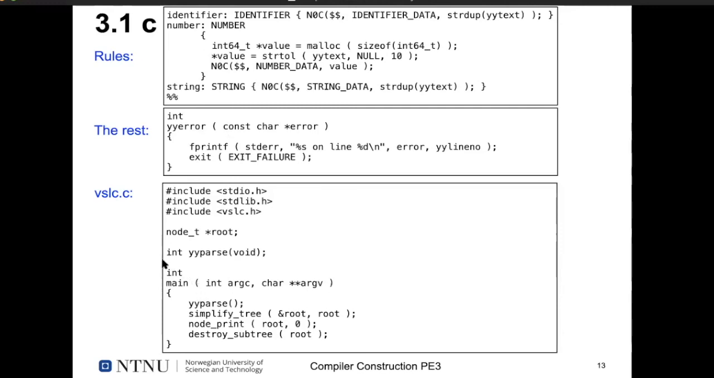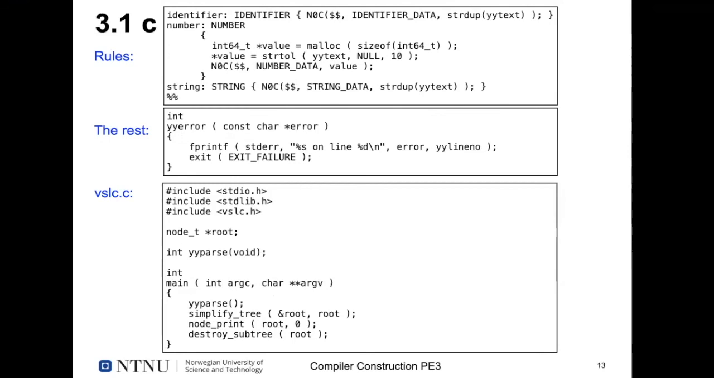So this declares a prototype, yyparse, because we have to call yyparse from our YACC grammar, so from our generated C code from the YACC grammar. And then we call yyparse, then we call some simplify tree, which doesn't do a lot at the moment. Then we print the nodes, and then we destroy the tree.